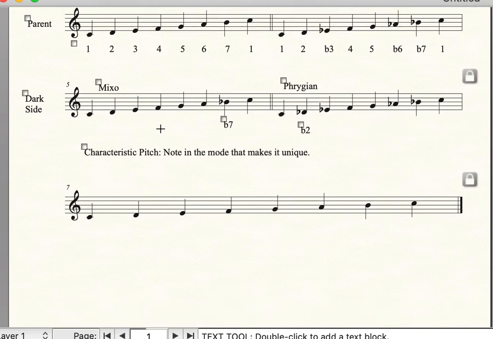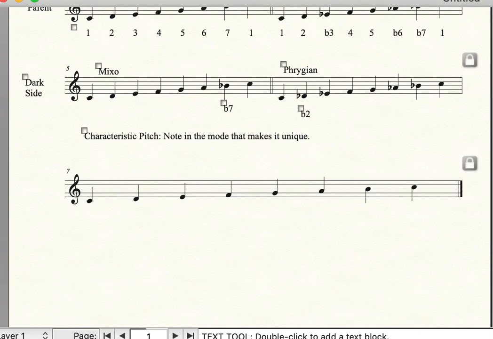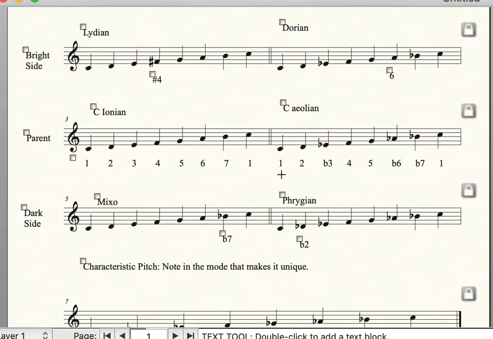Now, there is one more diatonic mode, and that's Locrian. So here's Locrian. Now, Locrian is an extremely unique scale. Its characteristic pitch is flat 5, and we don't tend to use the Locrian mode for much modal music because it's too unstable. The tritone from 1 to flat 5 creates too much instability.